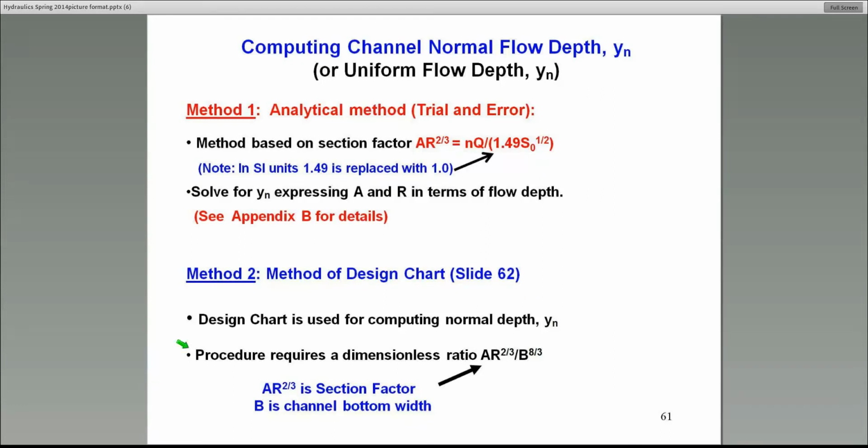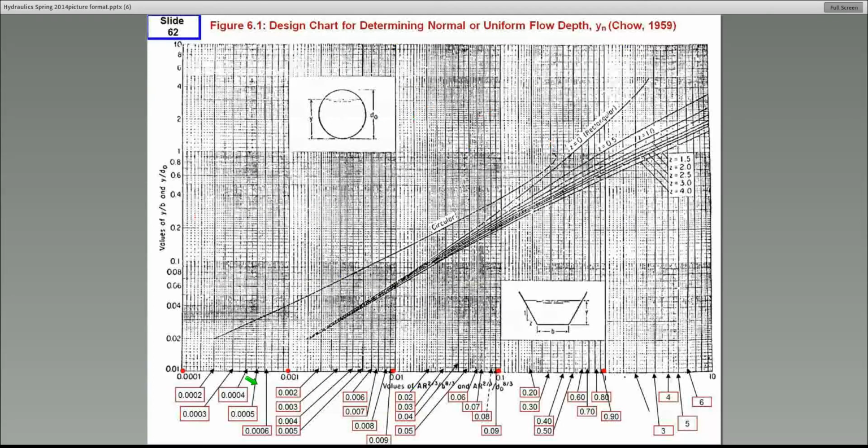Basically, it requires a dimensionless number, AR to the power 2/3 divided by B to the power 8/3. Remember I mentioned about AR to the power 2/3. That's called the section factor in uniform flow. And the reason I'm dividing by B to the power 8/3 is to make it dimensionless. So I'll do this through an example. Before I do that, let me show you this chart.